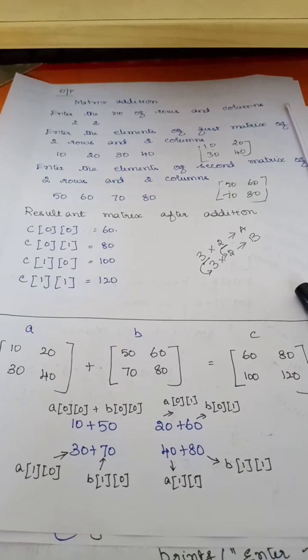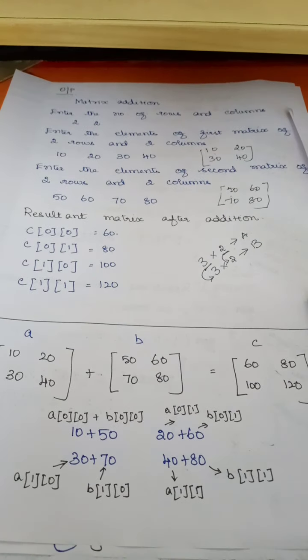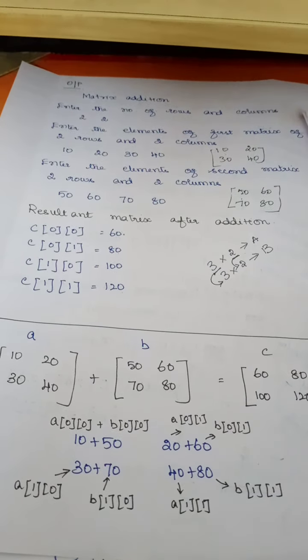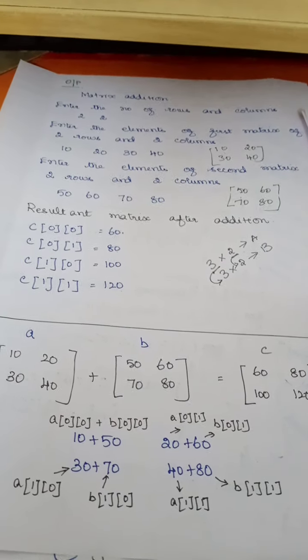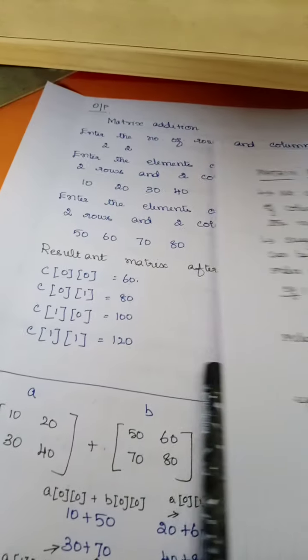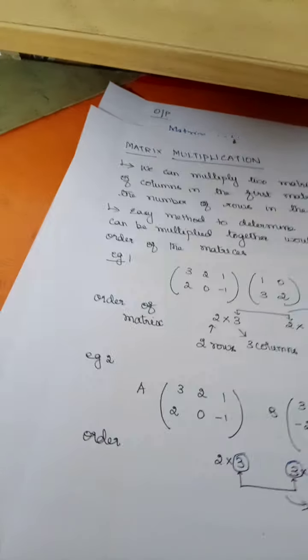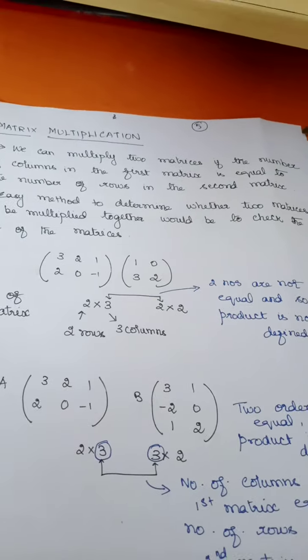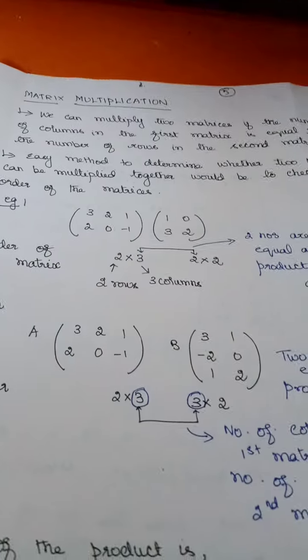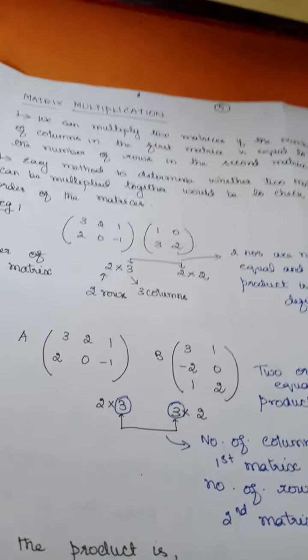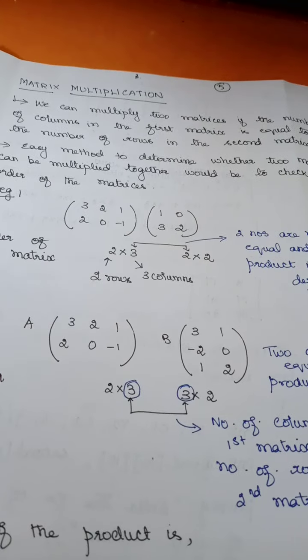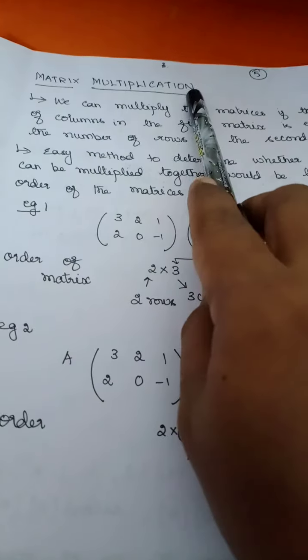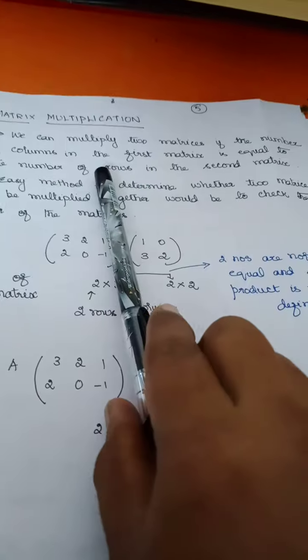Now we'll move on to matrix multiplication. Matrix addition we have seen. For matrix multiplication, you have some rules to be followed. In addition also you have got one rule. What is the rule? That both should have an equal number of elements. Both should be of the same order, right? So for matrix multiplication, let us see what is the rule we have.